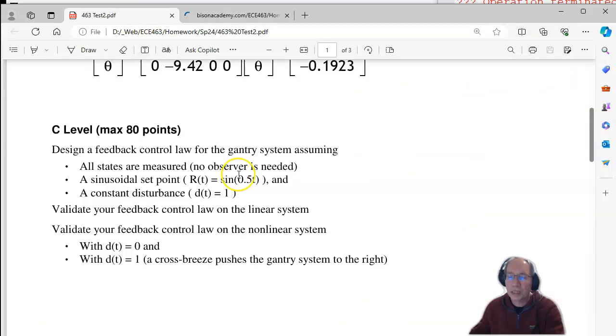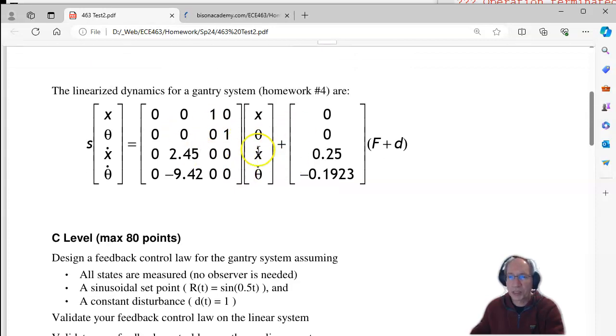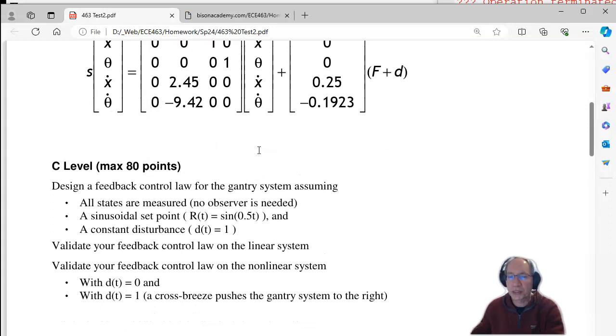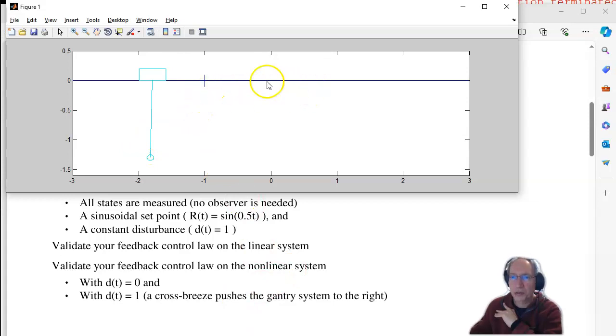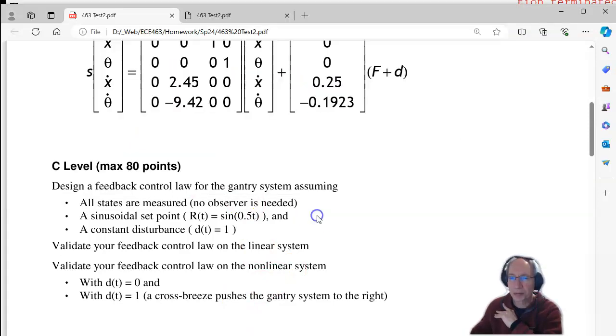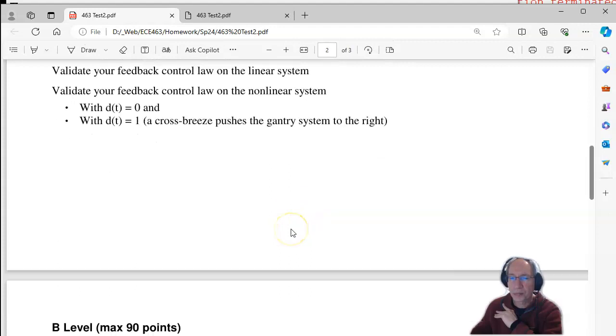The dynamics from homework set number 4 are as thus. You've got kind of 3 choices. At the C level, assume all the states are measured, meaning that I don't need an observer. Come up with a control law that tracks a sinusoidal set point, rejects a constant disturbance, test that control law on the linear system, and test it on the nonlinear system. So when you go into MATLAB, this should be tracking your set point back and forth dead on. That's at the C level.